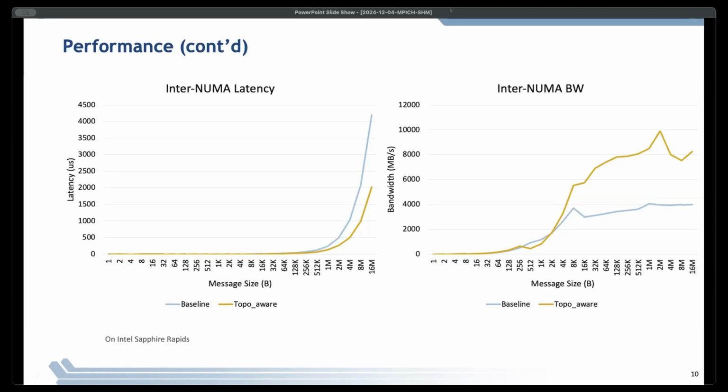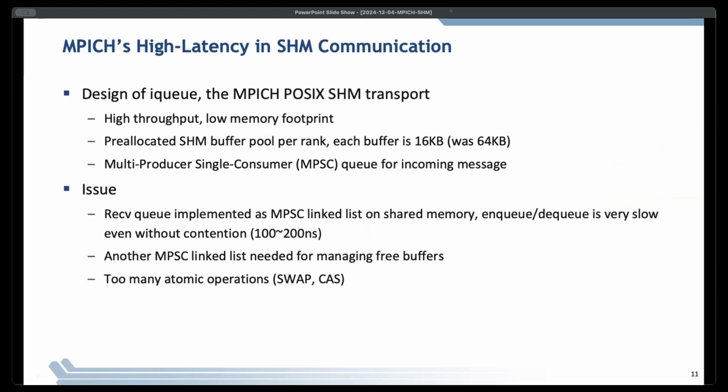So that's the topology aware SHMEM communication that handles one of the issues, which is the low bandwidth in large message across NUMA. So the next problem that we're trying to solve is MPI's high latency shared memory communication. Generally, this is for small messages.